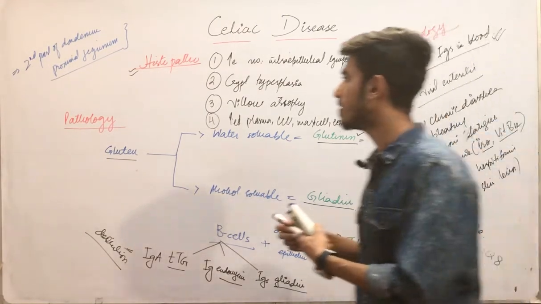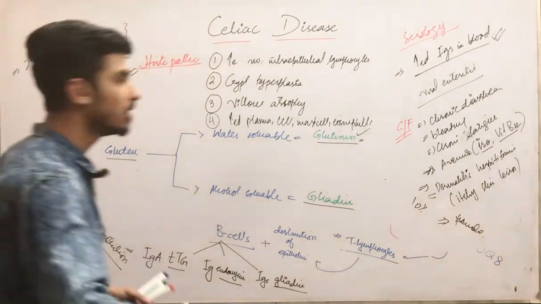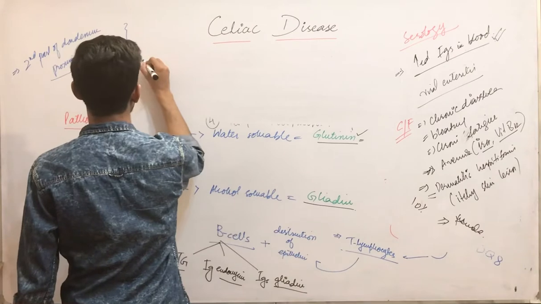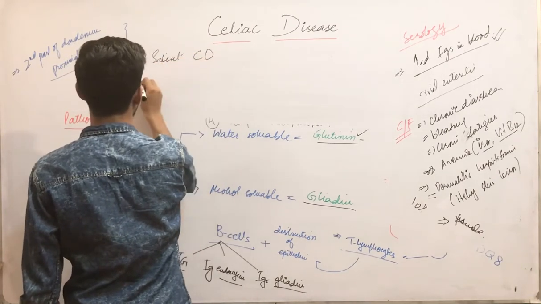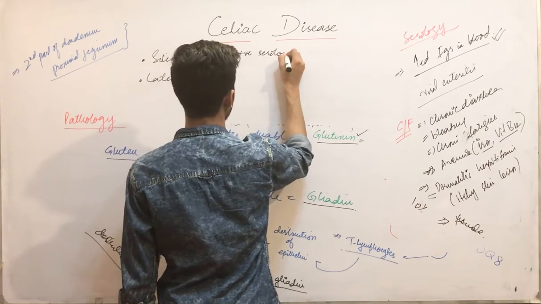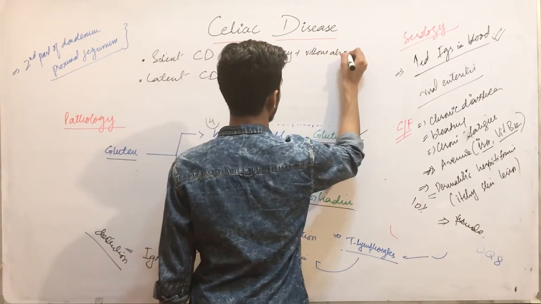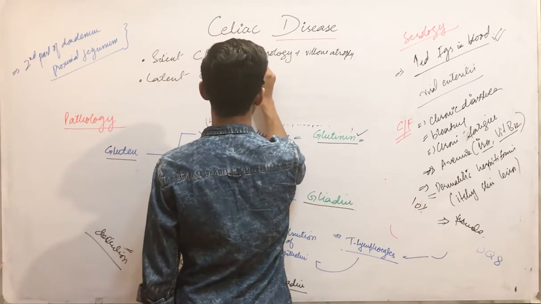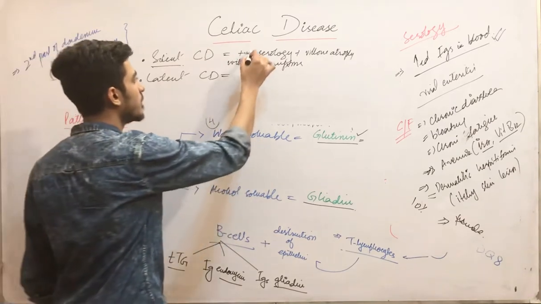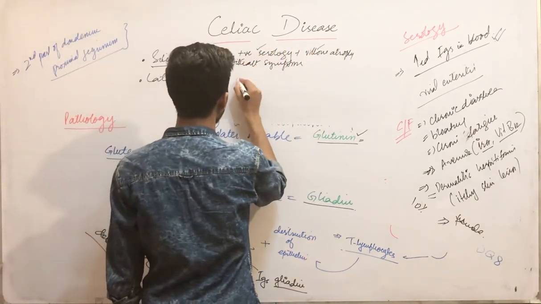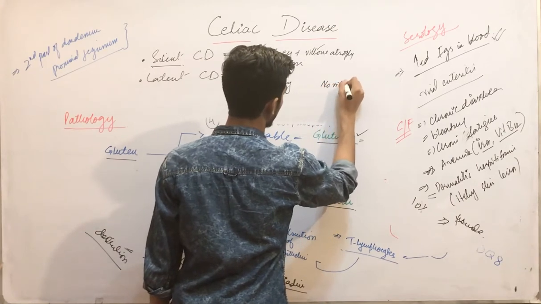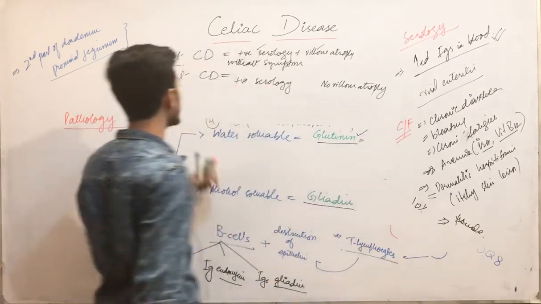Now after the clinical features, there are two, three terminologies that we have to clear. Okay, I am writing it here after histopathology. One terminology is silent celiac disease, and the other one is latent celiac disease. Silent celiac disease is the one with positive serology plus villus atrophy, but without symptoms. As its name indicates, silent means without presenting symptoms. There will be positive serology as well as villus atrophy. Then we have latent celiac disease, in which we have positive serology and we don't have villus atrophy. No villus atrophy. Clear? This is the latent celiac disease.